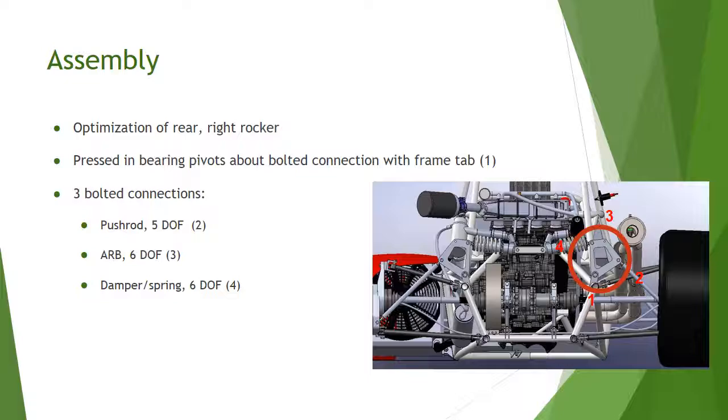This optimization focuses on the rear right rocker, which has 4 bolted connections. The first connection is the frame tab, which bolts onto a bearing that is pressed into the rocker. The second is the push rod, which rotates the rockers when there's a loading from the ground.